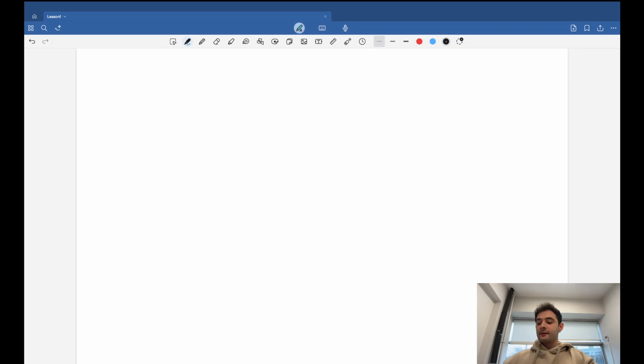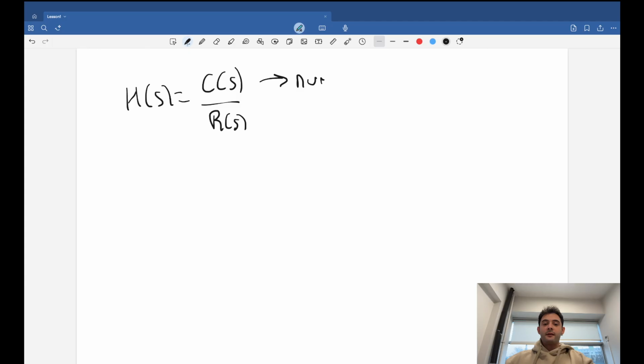So first, in the previous video, we talked about something like H(s) equals C(s) over R(s). This was simple. At the top, we called this part the numerator, and at the bottom, we call this the denominator. Again, to repeat it, C(s) stands for the output function, R(s) stands for the input function.